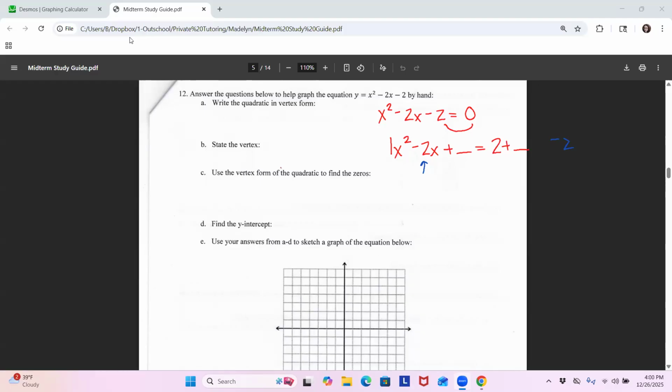Nope. Okay. All right. Anyway, so you take that middle number off to the side, cut it in half. So that would be -1 and square it. So that would be 1. So you're putting 1 here. And see, this time you're not distributing anything. So you just need to put a 1 there. Okay. So on the other side, 2 plus 1, of course, is 3.